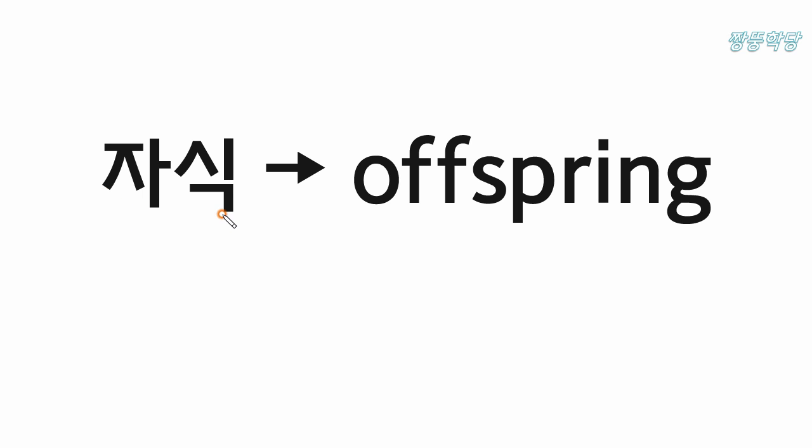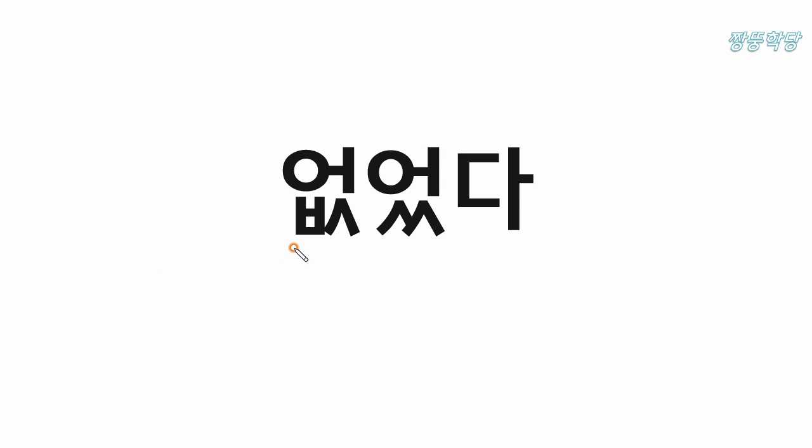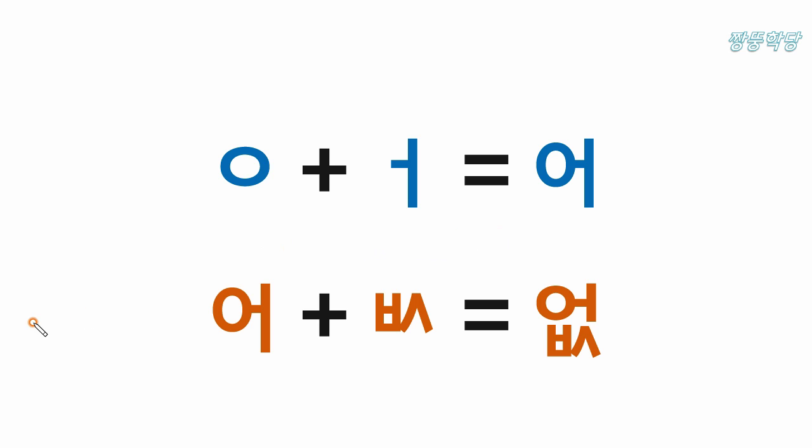Then 자식. 자식 means offspring. In case of human, 자식 maybe means son and daughter, or 자식 means children. And we need to know this word 없었다. It reads 없었다. It has no sound, and this is a sound.